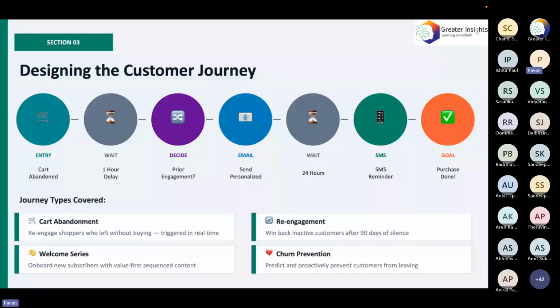And you could just send, hey, you know what? It's been 90 days. Why don't you browse our catalog? Here are some new products. Go check it out. Right? That could be a re-engagement journey.